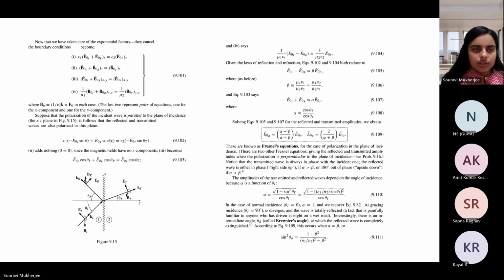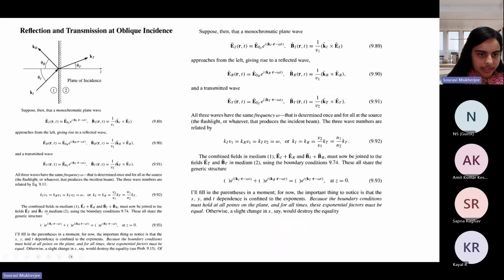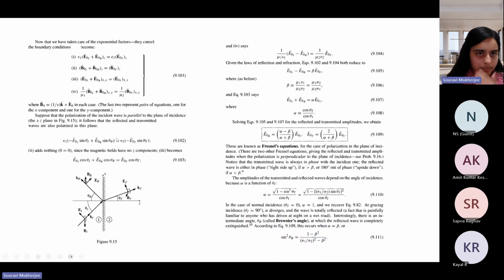Okay. So now, if we look into the exponential part, we said that the exponents should match. But now you also need to look at the individual components, right? And if you look at the components, this is what comes out from the boundary conditions. So this comes out from the divergence of D being 0. Okay, so on this side and on the other side of the interface, this is how they are related.